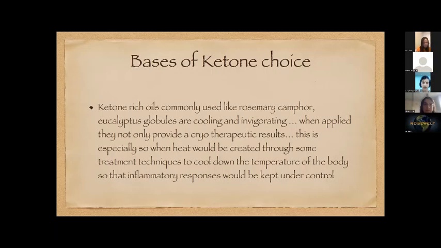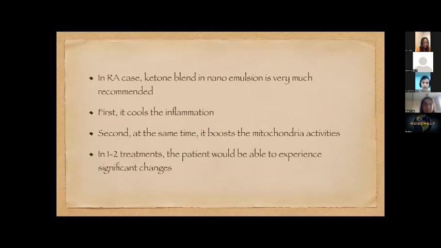Next, please. In the RA case, ketone blend or nano emulsion is very much recommended. First, it cools the inflammation. Second, at the same time, it boosts the mitochondrial activities.